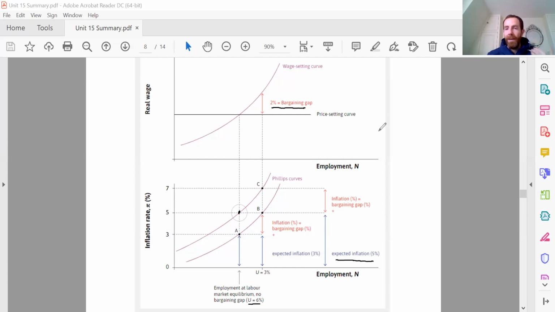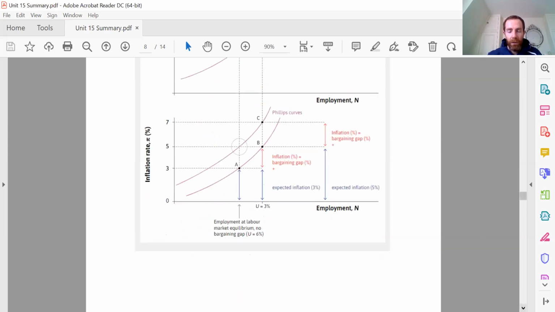Because again, what are workers going to see over the course of the following year? A 7% increase in nominal wages, but also a 7% increase in the price level. So what's happened to their real wages? Again, they've stayed stagnant. That bargaining gap hasn't been closed, hasn't been fulfilled. And while there's still a positive bargaining gap, this cycle can carry on and on and on.